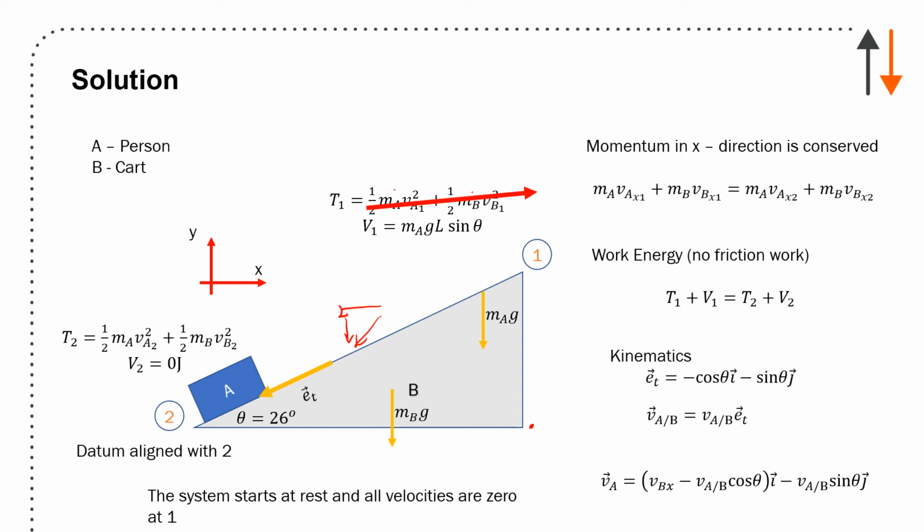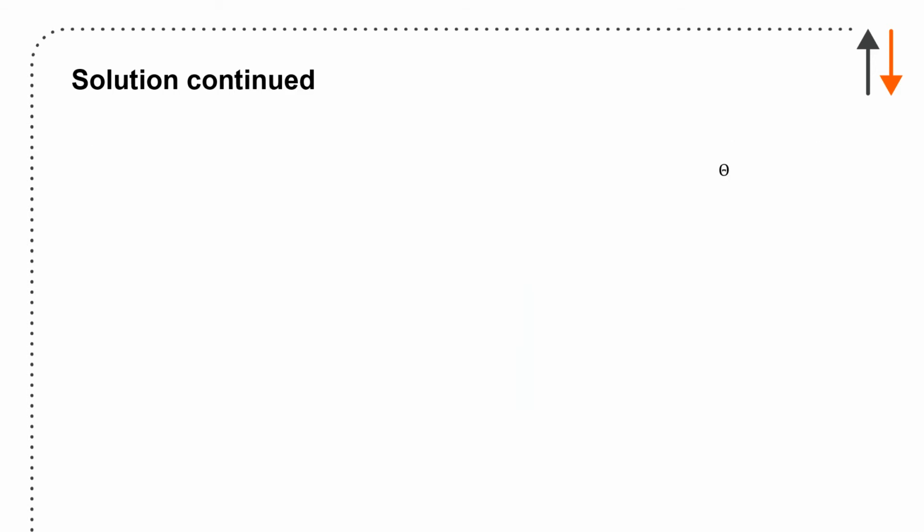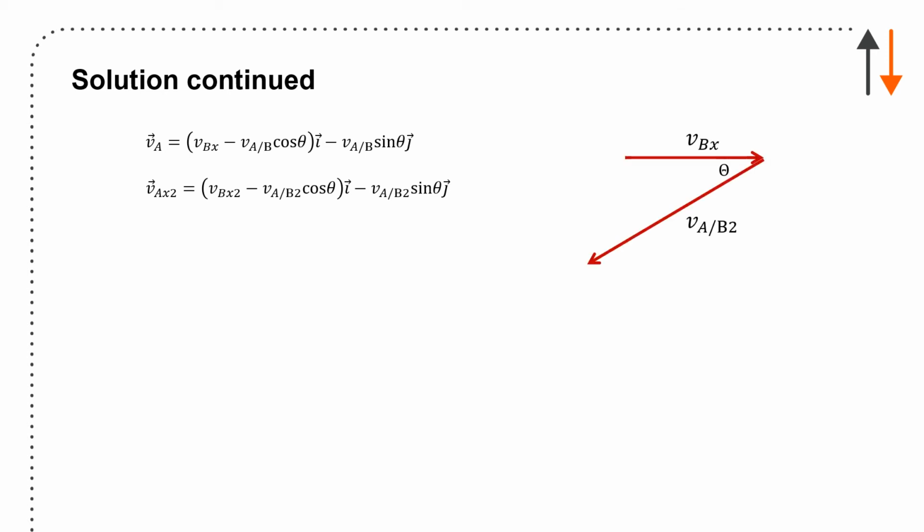The initial kinetic energy is 0 because the system starts from rest. So it's all gravitational potential that drives it. So I have from that velocity of A, which is equal to v_Bx minus v_AB cos theta in the i direction minus v_AB sine theta in the j direction. I can also write that as v_Bx2 minus v_AB2 cos theta i, minus v_AB2 sine theta j. So just everything's in the x direction in this case.